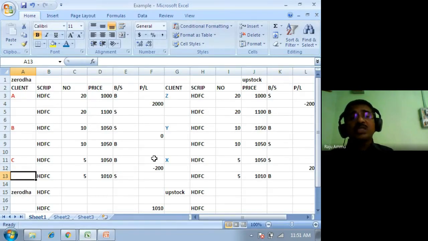Zerodha has only received 1800 rupees, but client B has to be given 2000 rupees. So from client C they will receive 200 rupees and add it to 1800, and 1800 plus 200 comes to 2000. That 2000 will be transferred to the account of client A. That is how the accounts at the broker will be managed for intraday as well as derivatives.